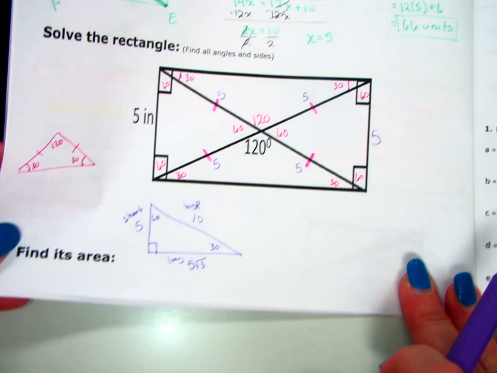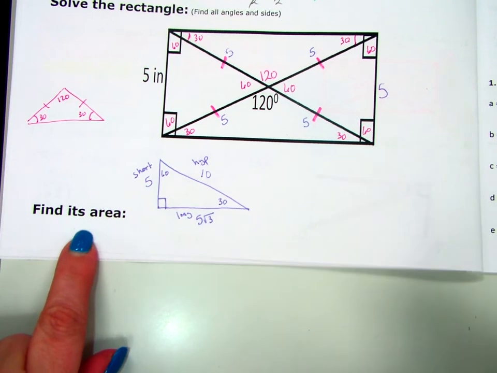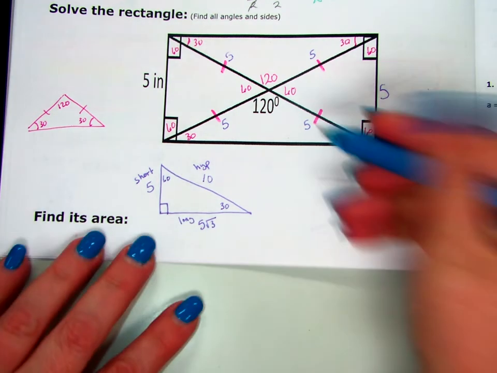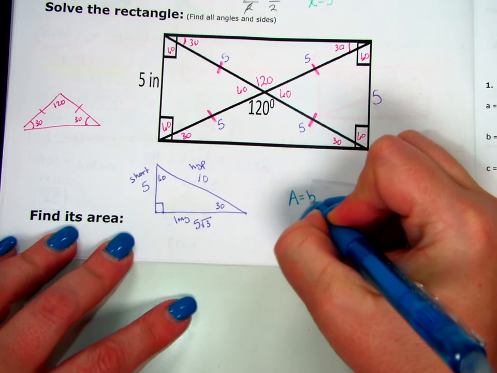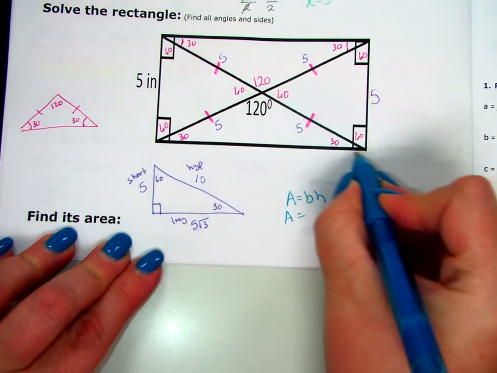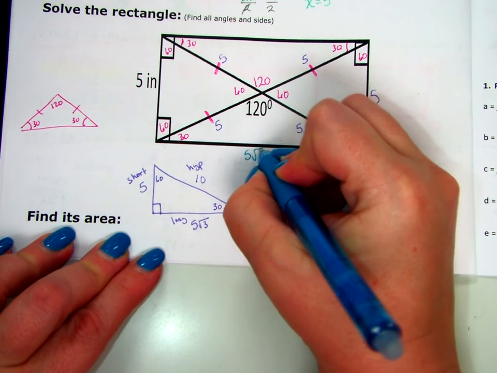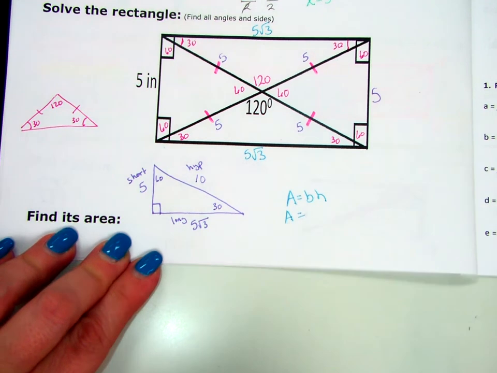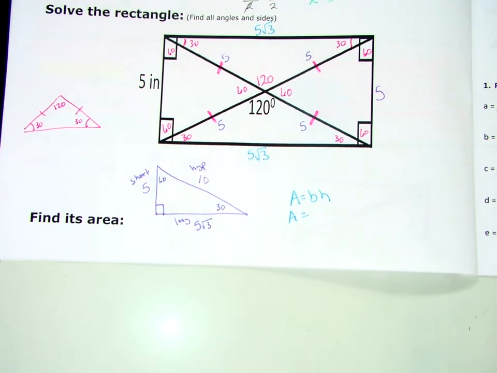Okay? All right, I do have one more question here. It does still say to find its area. So let's do that real quick. Area of a parallelogram, what's my formula? Base times height. The 1/2 is for the triangle. So my base is 5 square roots of 3. I didn't label it up here. Uh-oh. My base is 5 square roots of 3. What's my height? 5.